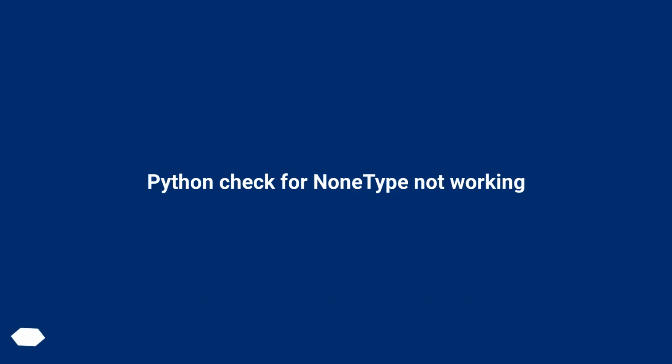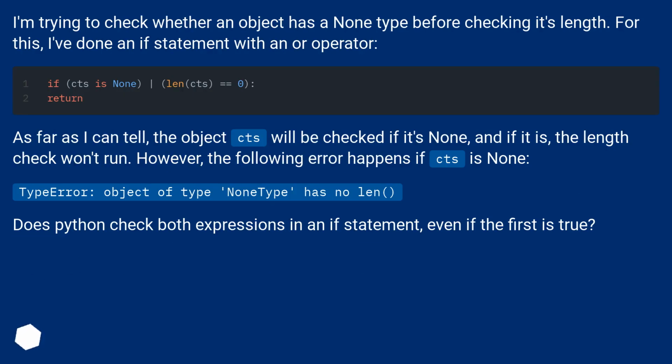Python check for NoneType not working. I'm trying to check whether an object has a NoneType before checking its length. For this, I've done an if statement with an OR operator.